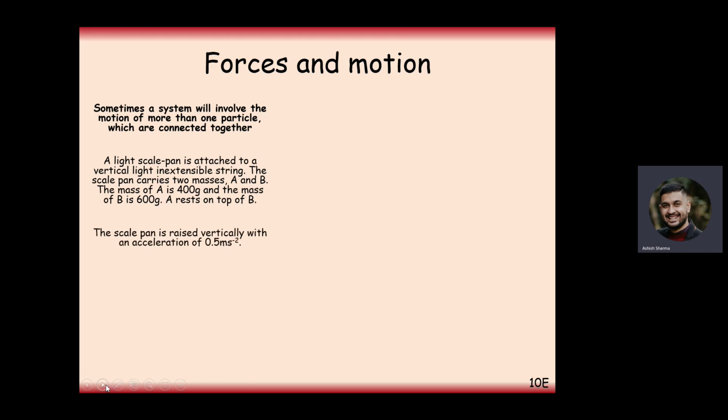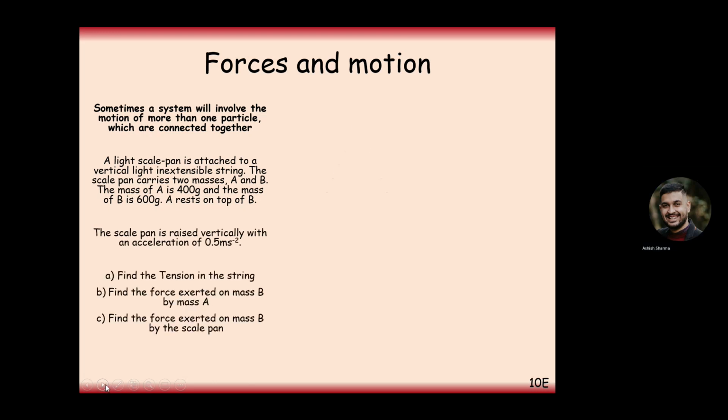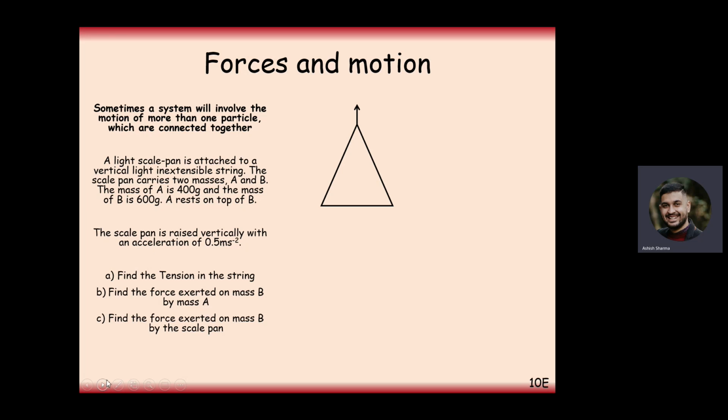So what we've got here is a light scale pan. And this light scale pan is attached to a vertical light inextensible string. The scale pan carries two masses, A and B. Okay, the mass of A is 400 grams, and the mass of B is 600 grams. A rests on top of B. The scale pan is raised vertically with that acceleration.